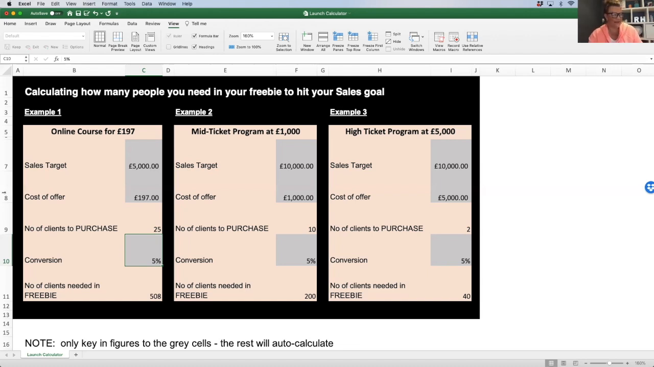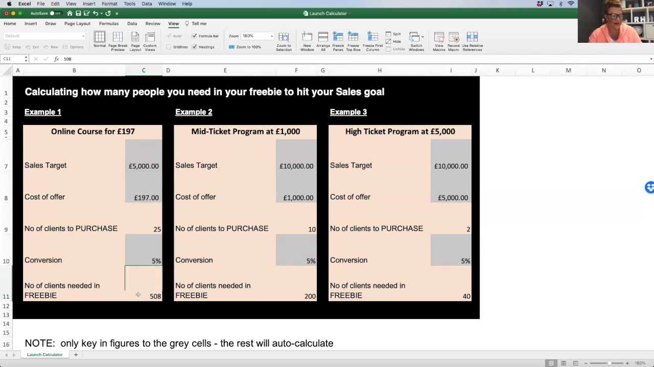So let's first look at the online course example. You'll see here that our sales target in this example is £5,000. We know that the offer is 197 and we know that our conversion rate is 5%. What this does is calculate the number of people that you need to buy your offer in this launch, which is 25. The formula I've plumbed in there is 5,000 divided by 197. That's going to tell us that we need 25 clients. That works out at a 5% conversion rate.